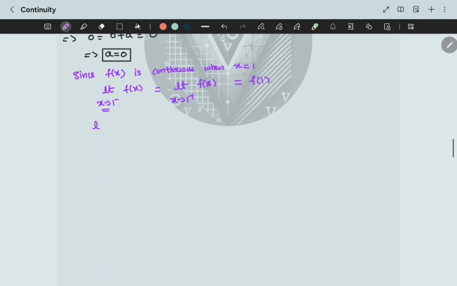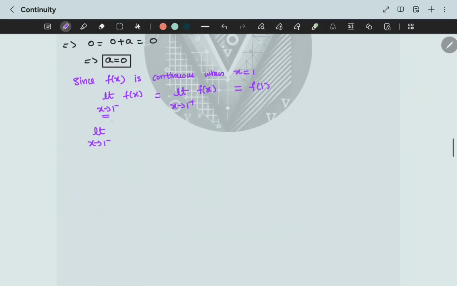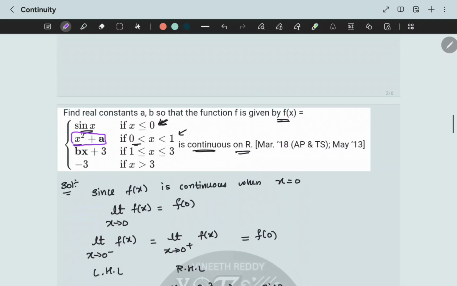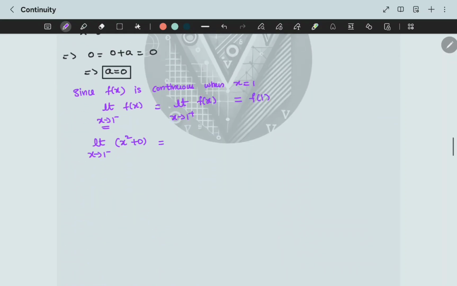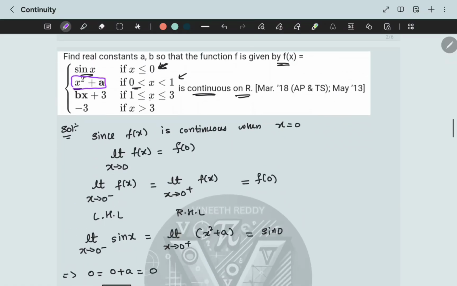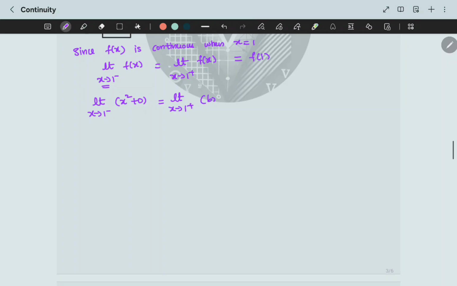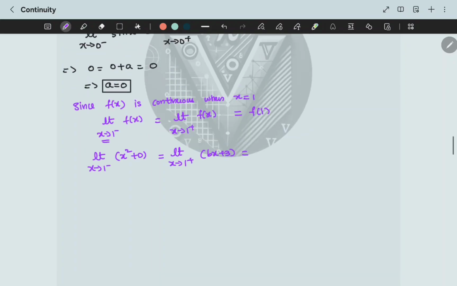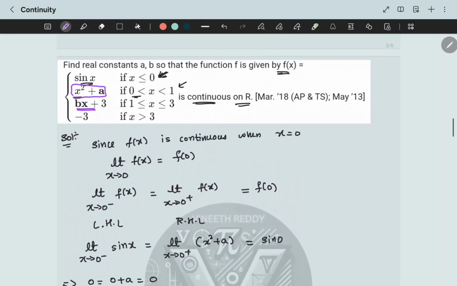So here, we can write limit x approaches 1 minus, instead of f of x we can write x square plus a. a is anyways 0. I hope that is clear, right? Now that should be equal to limit x approaches 1 plus, and what is f of x here? When x is greater than 1, we will be taking this definition, that is bx plus 3. I hope you are following this. If you are not following, please rewind the video and watch it. Here it is telling that 1 is less than or equal to x, that means x is greater than 1.